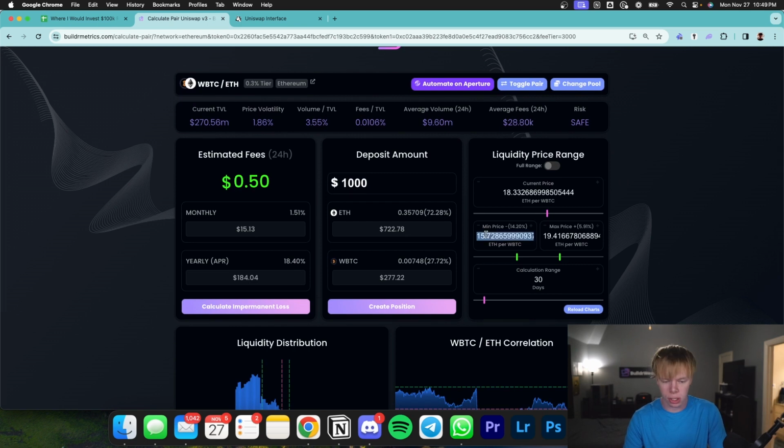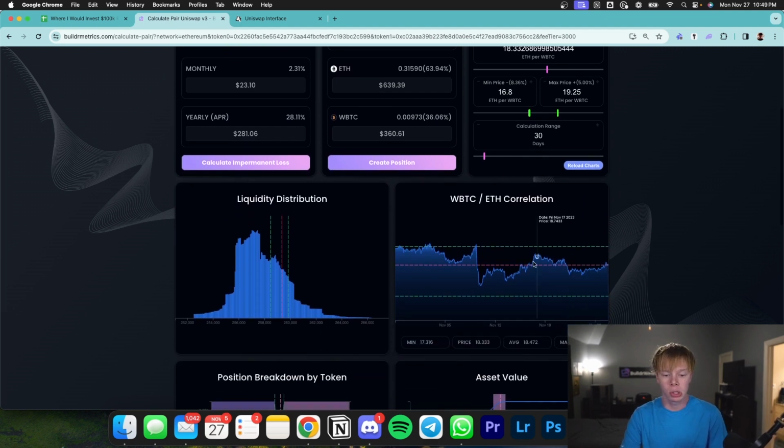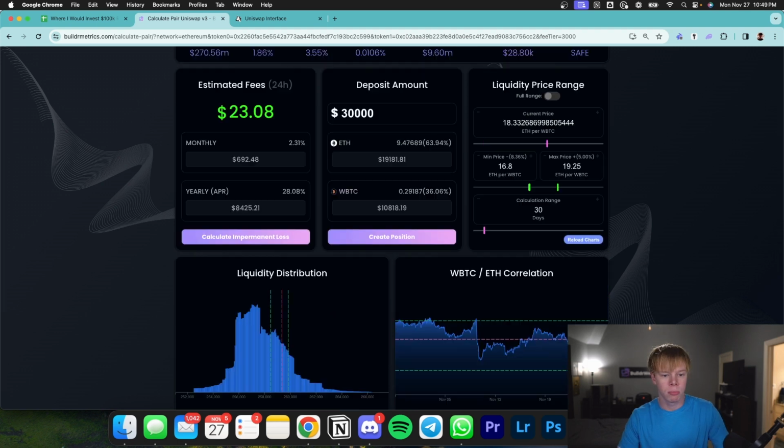Now, the reason why I chose this range of 16.8 to 19.25 is because it does allow exposure for Ethereum to outperform wrapped Bitcoin. So what that essentially means is as the price starts to go down, so essentially as the price of this correlation chart is falling like it has been over the past 30 days, that means Ethereum is outperforming wrapped Bitcoin. So essentially that's going to give us less exposure to Ethereum, which is why we want to have a little bit of a buffer between the min price as well as the current price, because ultimately we want to retain exposure to Ethereum as it does outperform wrapped Bitcoin. We do that by having a broader range. But with $30,000, we're estimated to make roughly $23 per day.